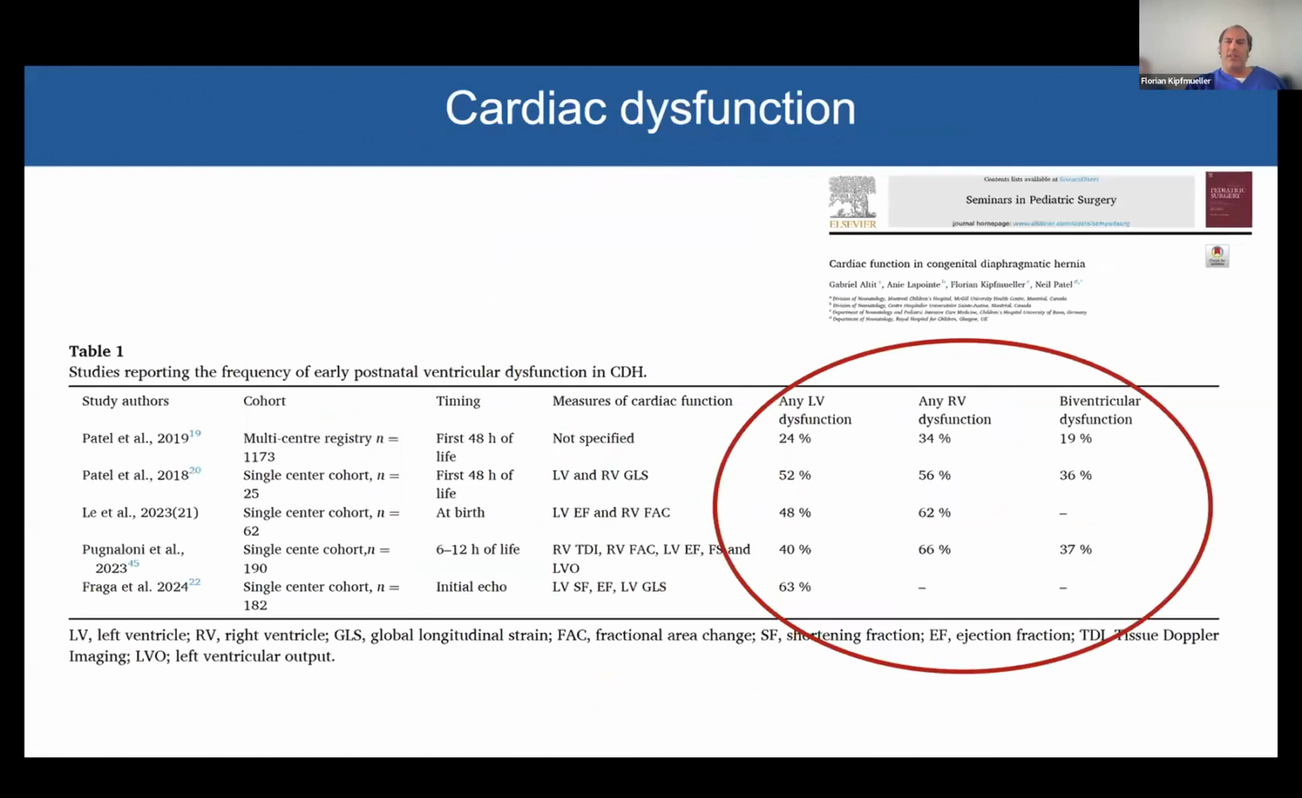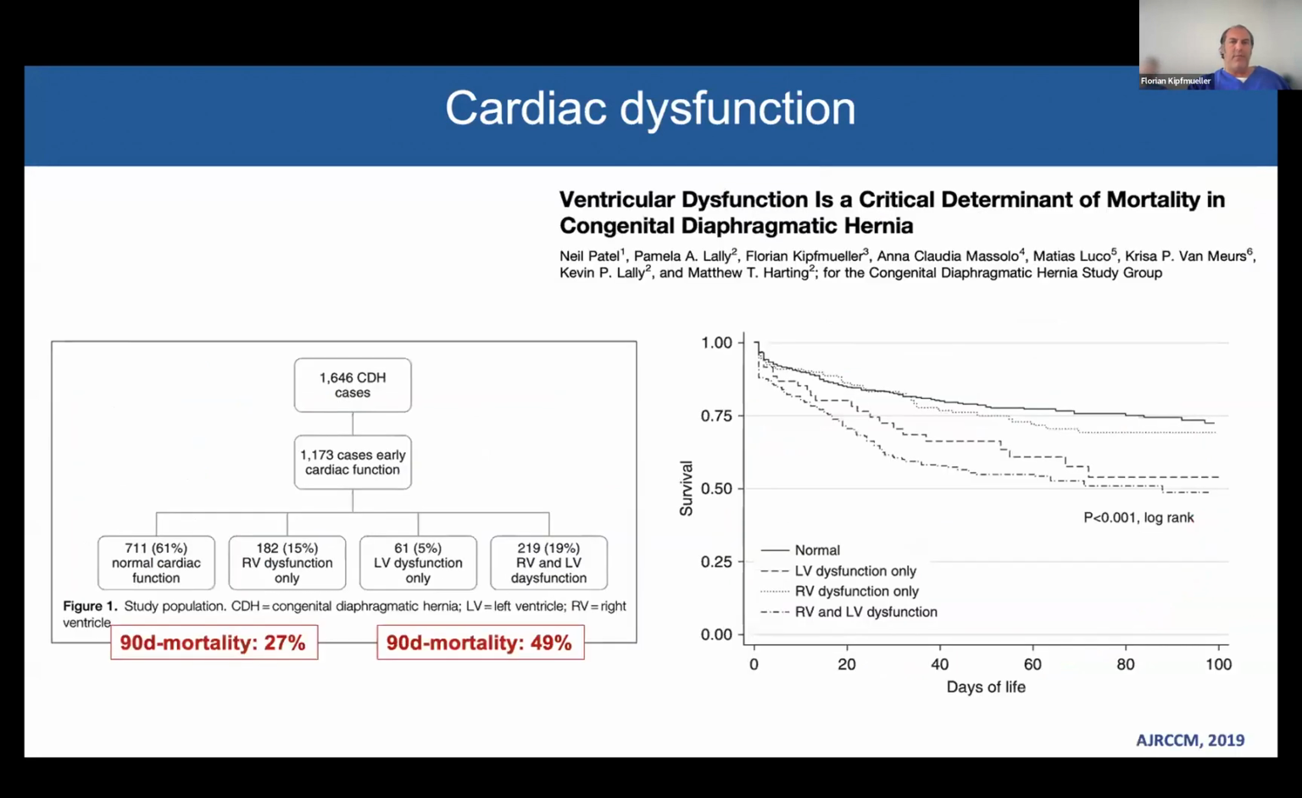So if we talk about cardiac dysfunction, it is really a problem. There are several studies out there. The incidence varies a little bit depending on how thorough the authors looked. We know this from multi-center studies that probably the incidence is underreported, but we say about 30 to 60% have LV dysfunction, and a little higher is the incidence for RV dysfunction.